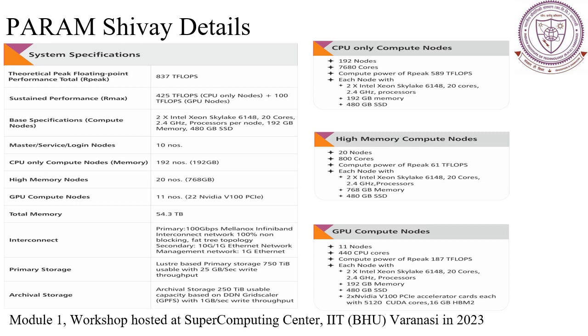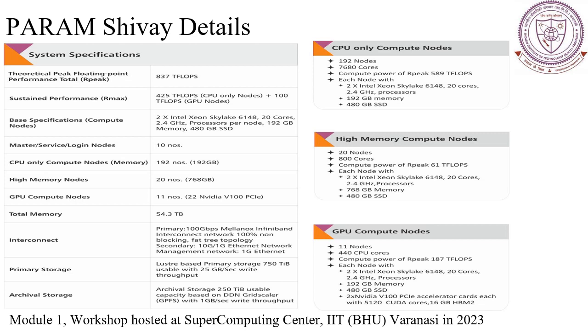The second one is sustained performance. It is denoted by Rmax. It is the average floating point performance of a computer system over a period of time, typically a few minutes to an hour. It is a more realistic measure of the performance of a computer system than theoretical peak performance, which is rarely achieved in practice.